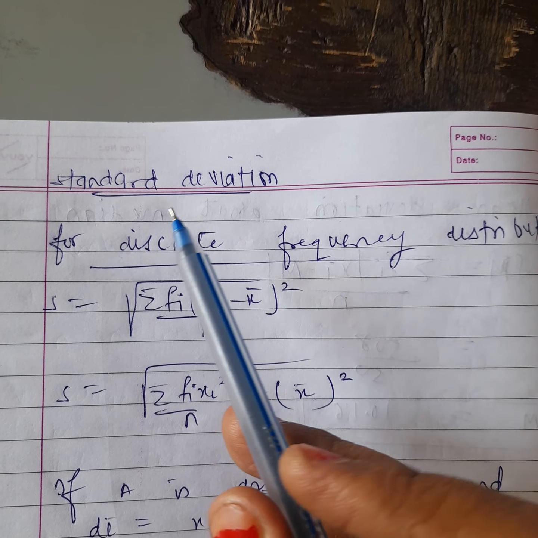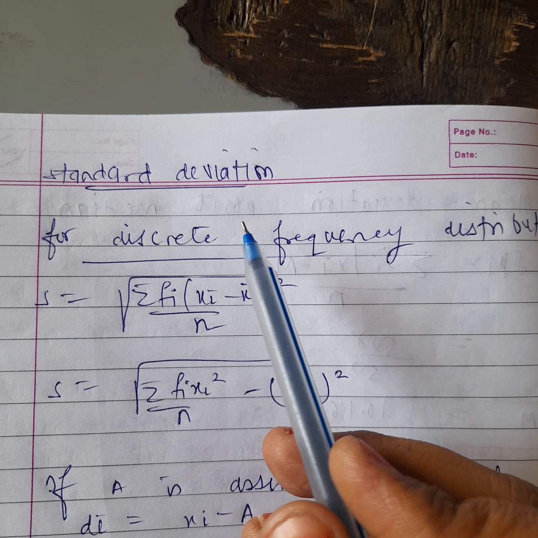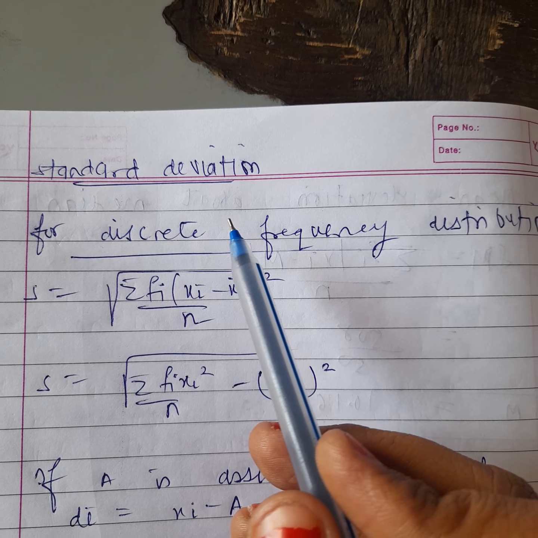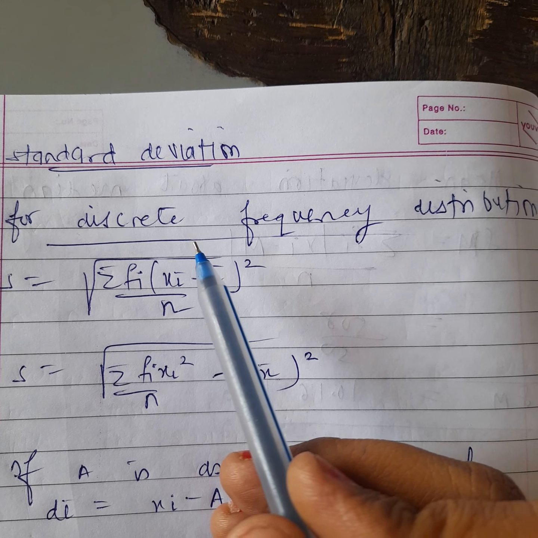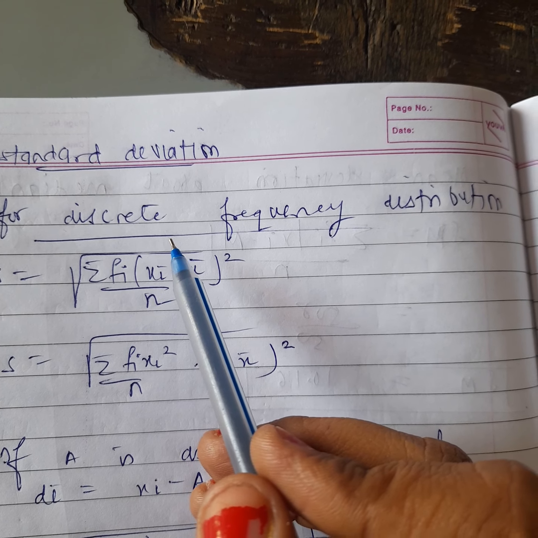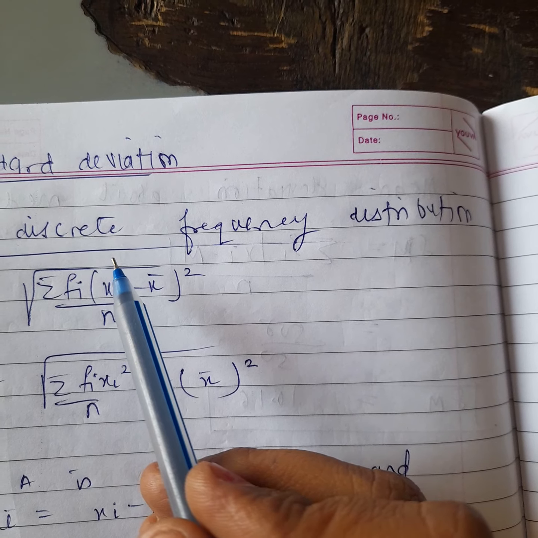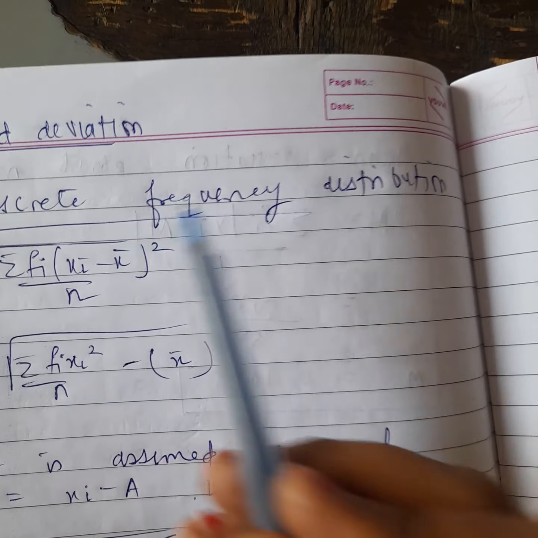Now the next topic is standard deviation. In 1893, the famous statistician Karl Pearson gave the definition of standard deviation. According to him, it is a measure of dispersion. Among all the measures of dispersion, the standard deviation is the most important and widely used.